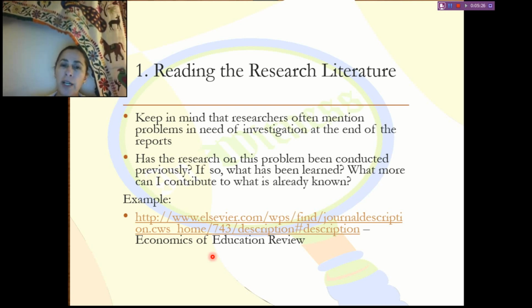Then when you read an article, you have to think about whether this research problem has been conducted before. Somebody else may have done that article. Or the idea that you have, you need to investigate if somebody already did it. Sometimes that happened to me.